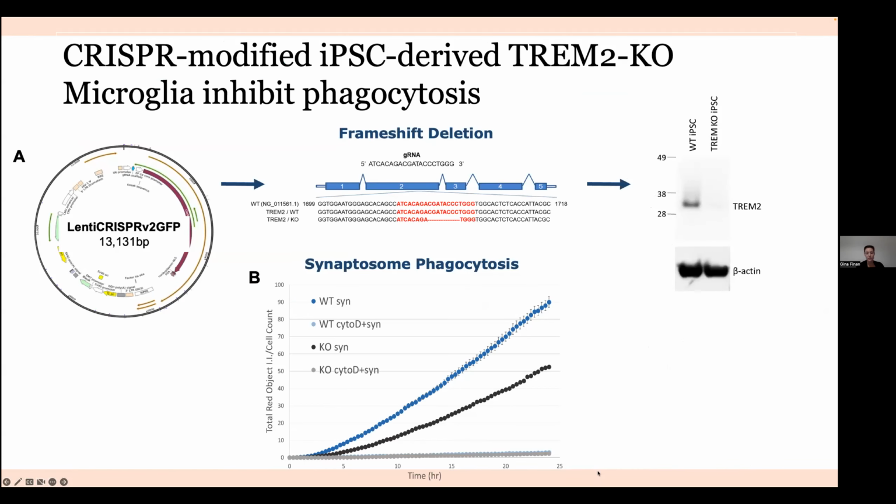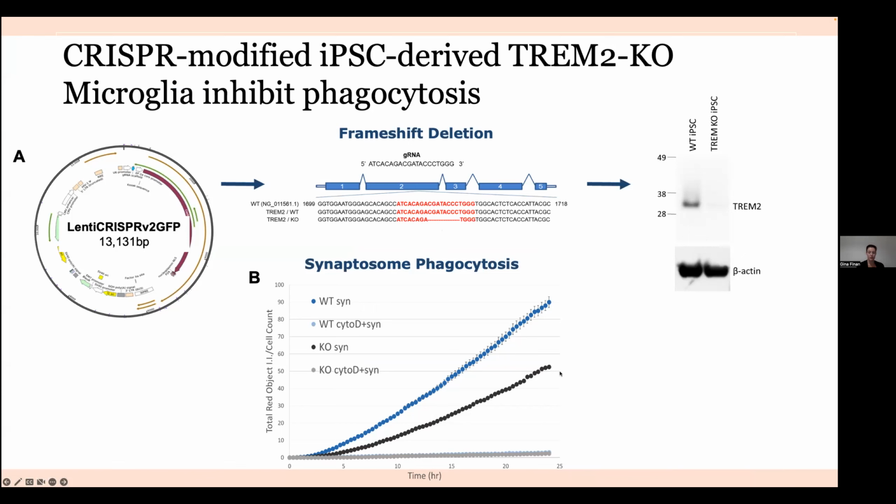To facilitate our studies into TREM2, we generated a CRISPR-modified iPSC-derived TREM2 knockout microglia. We used a vector from the David Fiorito lab at UPenn to facilitate our targeted gRNA delivery against TREM2, leading to a frame shift deletion. On the right, we show Western blot analysis demonstrating a knockdown of our TREM2 expression.